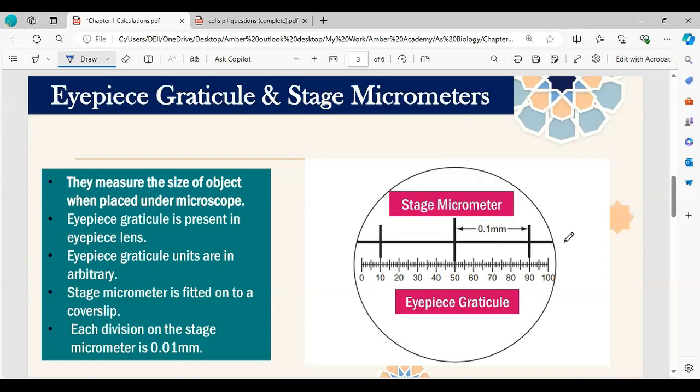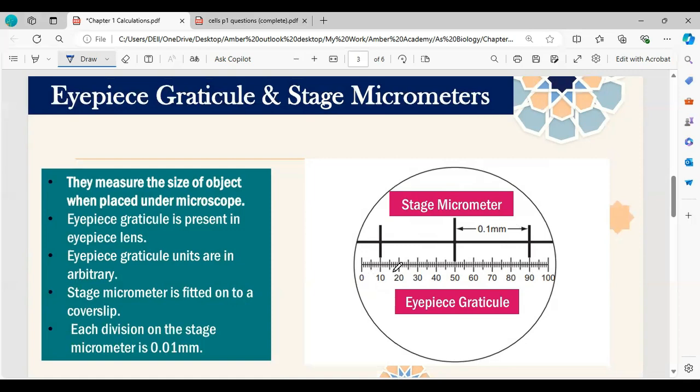Our eyes are kept at the eyepiece lens, and then we are able to see the specimen which is placed on the stage. So I have also sent the diagram of the microscope on the WhatsApp group, so you can see where the eyepiece lenses are and where the stage is. The stage is the region where we put our slide with the proper specimen. So stage micrometer is the scale of the stage, while eyepiece graticule is the scale of the eyepiece lens.